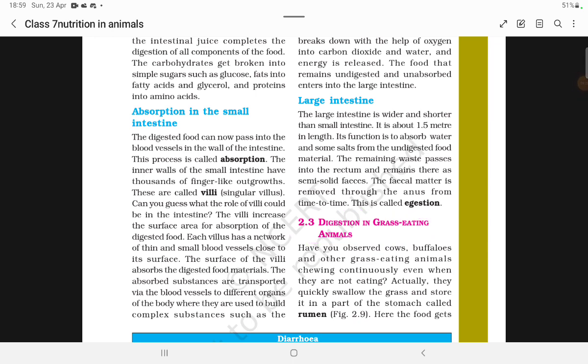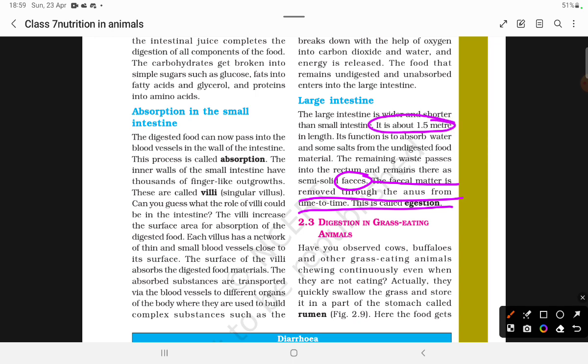As you know, here in this paragraph also you get a very important word, and also there is a definition here for egestion. You get the difficult word feces here, and you should also remember how long the small intestine is.